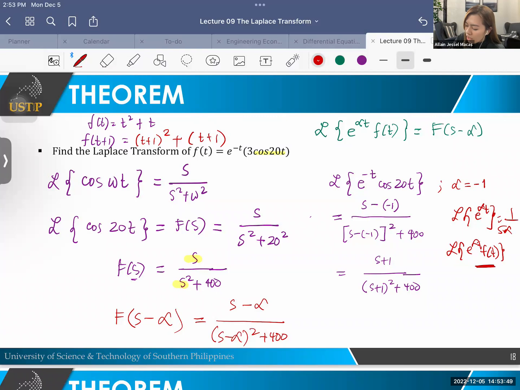So, instead of f of s, it becomes f of s minus alpha. So, this is only applicable, class, if an exponential function is multiplied by another function. Did I answer your question? Or did it make it more confusing?